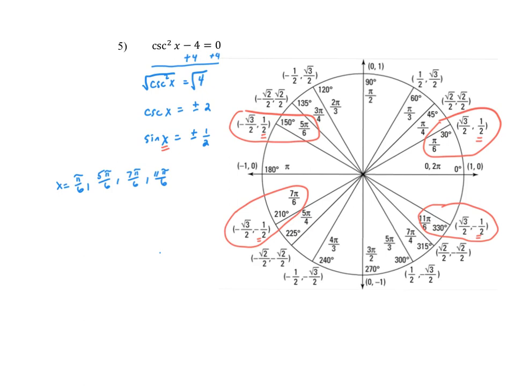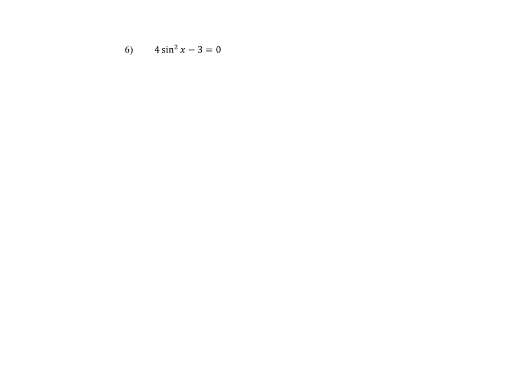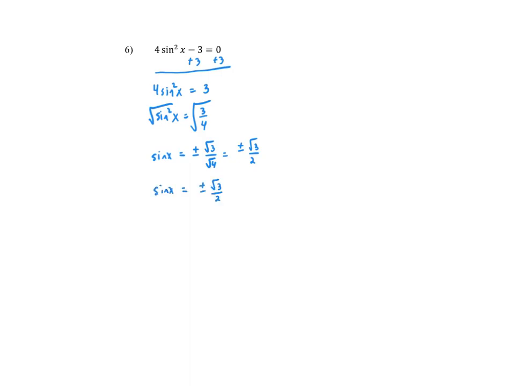Number 6, 4 sine squared of x minus 3 equals 0. Start isolating your trig function by adding 3 to both sides. Now divide both sides by 4. Then take a square root of both sides. You'll end up getting that the sine of x is equal to plus or minus root 3 divided by root 4. Since root 4 is equal to 2, we have that the sine of x is equal to plus or minus root 3 over 2.